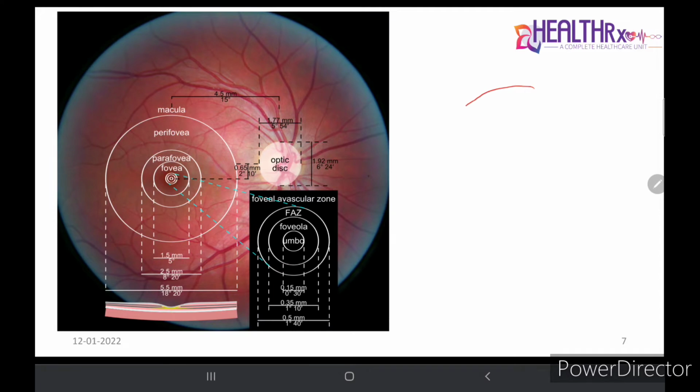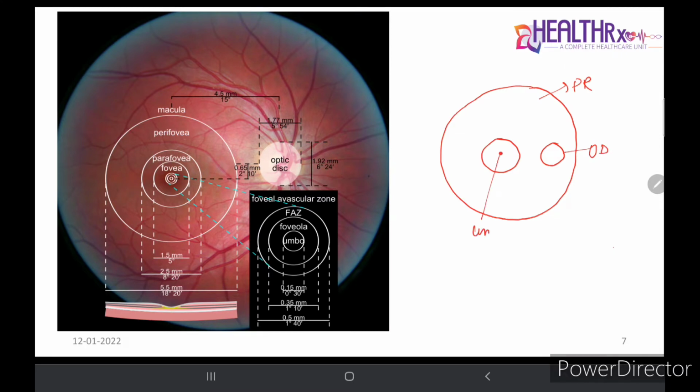The retina is divided into two regions: the central retina, or the area centralis, or the posterior pole, which includes the optic disc and the macula lutea, and the peripheral retina. Now the macula lutea is a region which consists of the umbo, foveola. These two regions make up the foveal avascular zone, the parafovea and the perifovea.